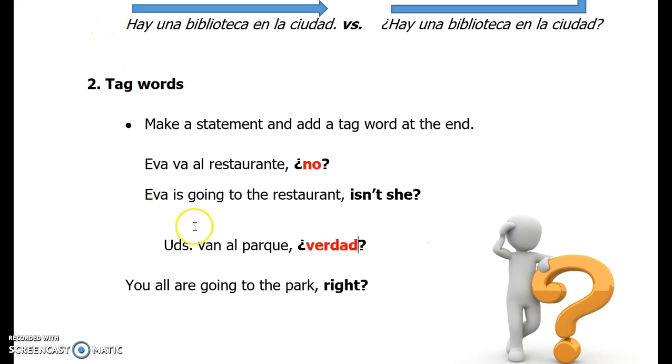You're going to the park, right? Now, I didn't capitalize my V because it's not the beginning of the sentence. It's the beginning of the question, which is also why my question mark is closer to the end than at the very beginning. You're going to encapsulate the question in the inverted question marks, not the whole sentence. Because ustedes van al parque is our statement, and the verdad is our question, that's where the question marks go. And it's okay to do that in Spanish. We are going to move on.